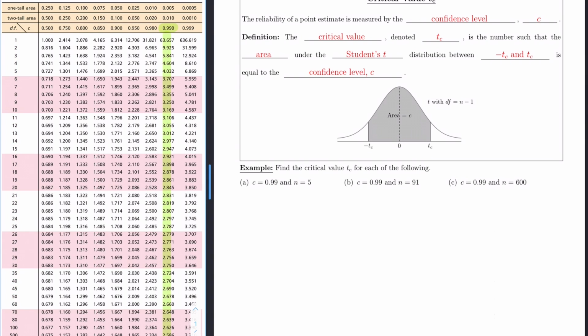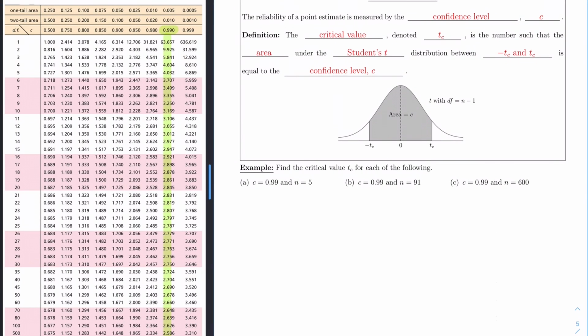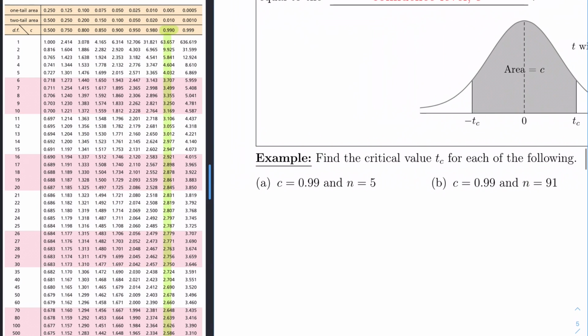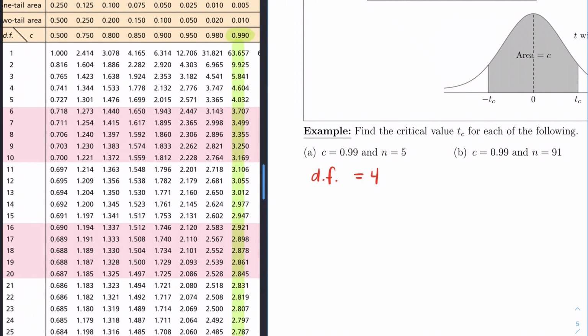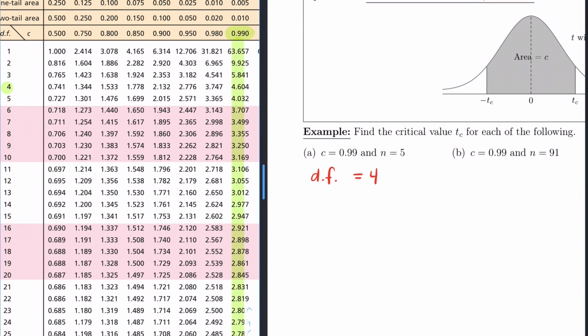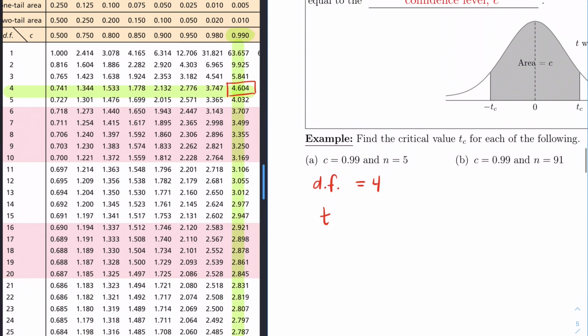So for part A, the degrees of freedom is going to equal n minus 1. And so here degrees of freedom is equal to 4. And so in my t distribution table, I'm going to look at the intersection of degrees of freedom 4 and my confidence level 0.99. And I see that the critical value is given by t sub c equal to 4.604.